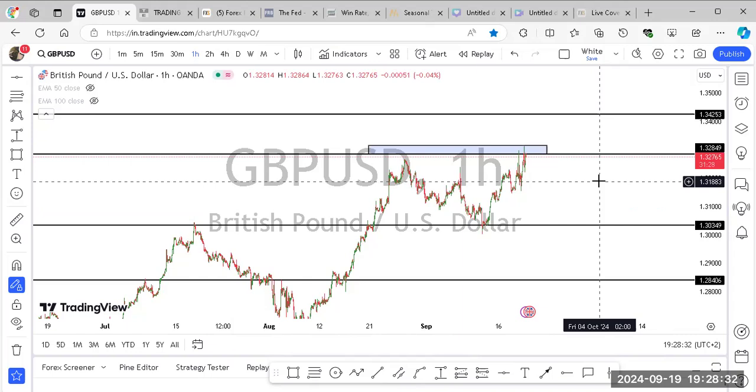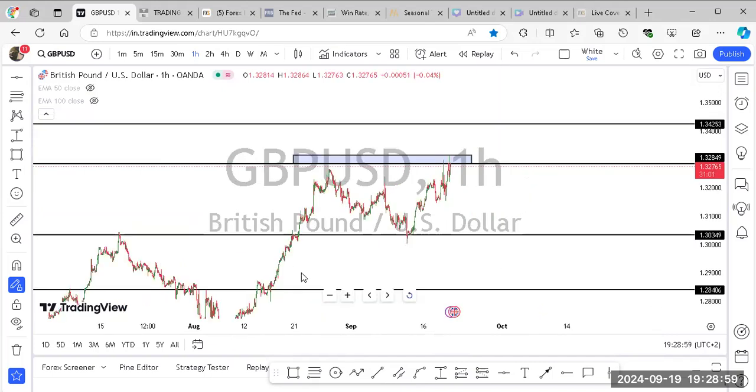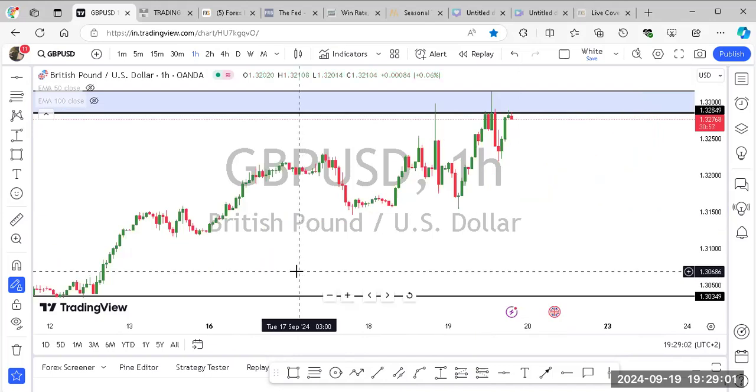Risk management. Should I talk about risk management? Let's see. Yeah, why not? We spoke about pips the other day and lot sizes and leverage. So let's talk a bit about risk. How should I do it?